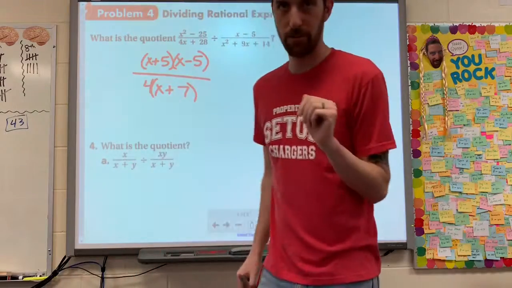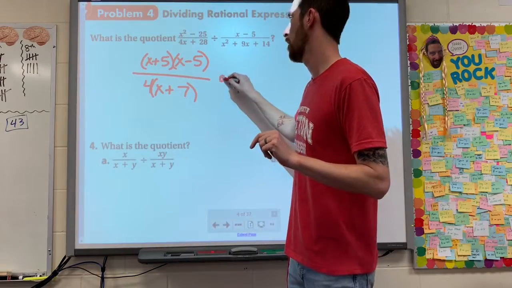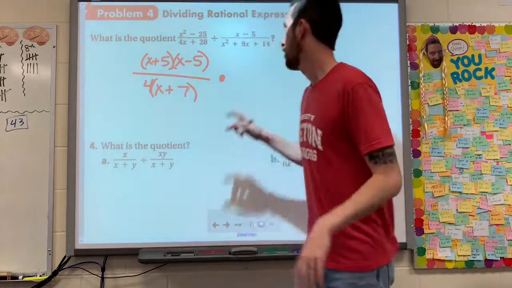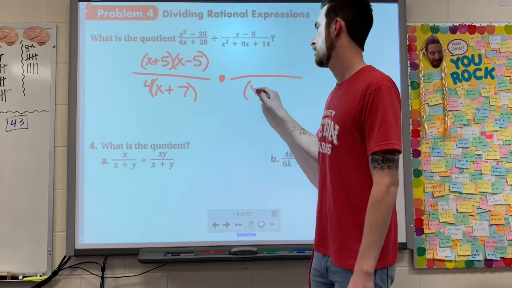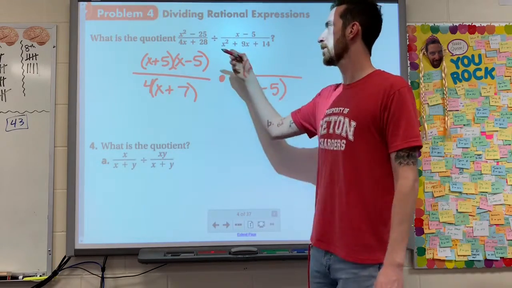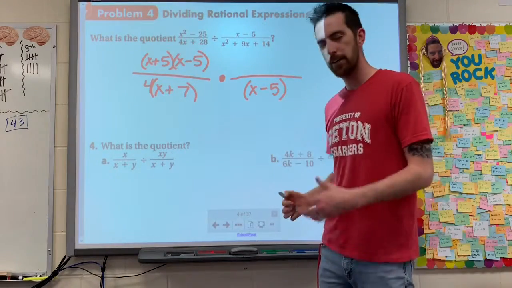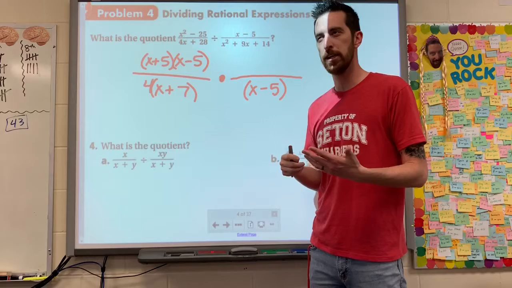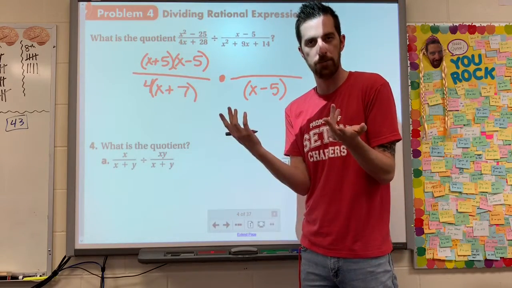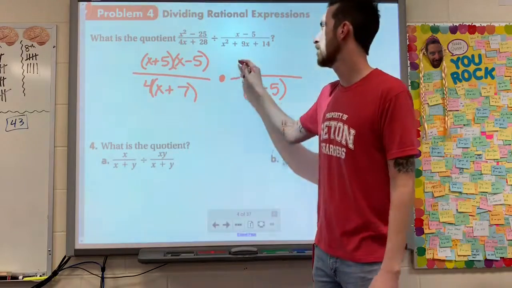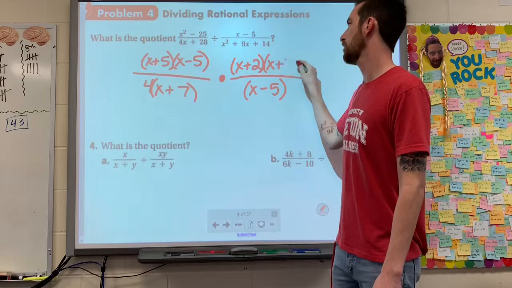I'm a bit of a rebel, so I'm going to change this division right now. But now this x minus 5 is going to the denominator. And then we look at this, and this is going in the numerator. X squared plus 9x plus 14. Factors of 14 that add up to 9. Your factors of 14 are 1 times 14 or 2 times 7, which gives you 9, 2 and 7. X plus 2, x plus 7.